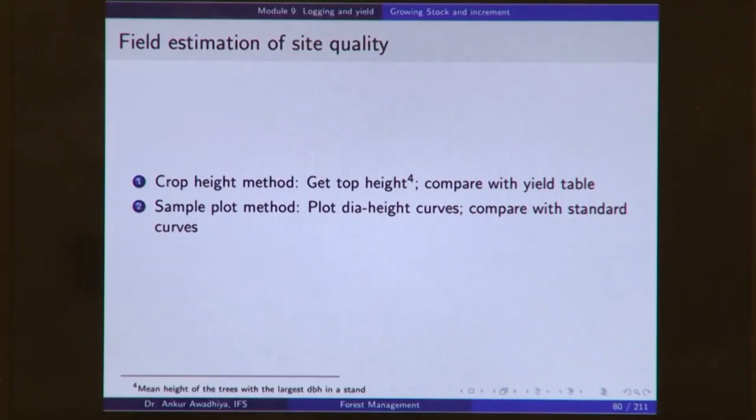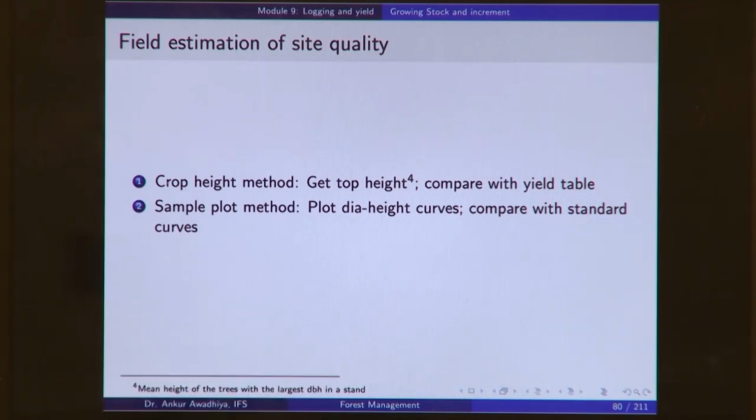And when we talk about tree characteristic, there are two methods. The first one is the crop height method. So, in the case of the crop height method, you get the top height and compare it with the yield table. What is top height? Top height is defined as the mean height of the trees with the largest DBH in a stand.